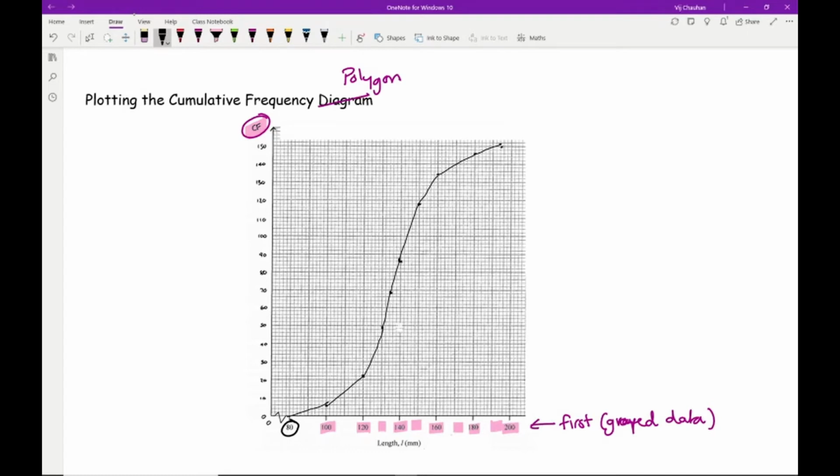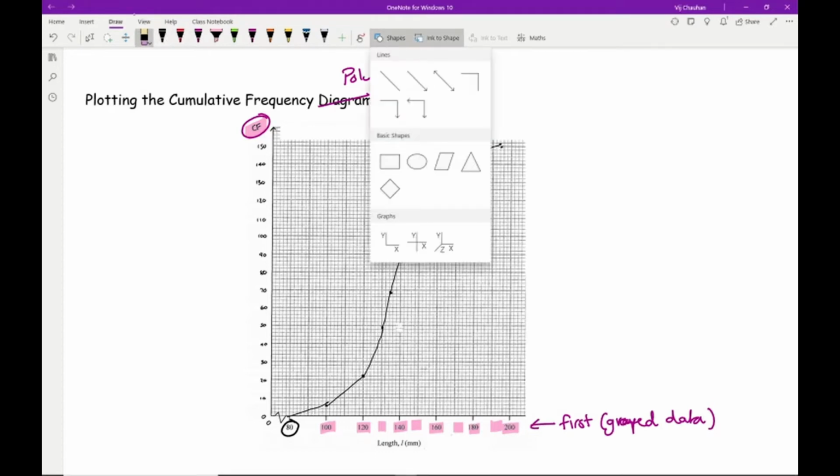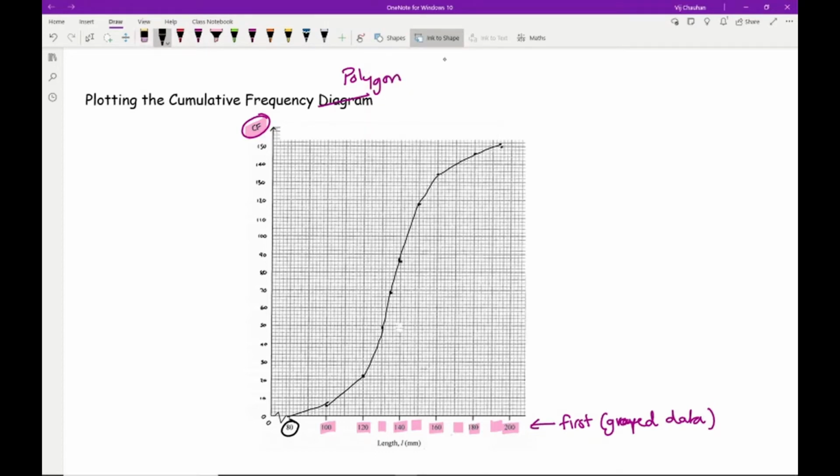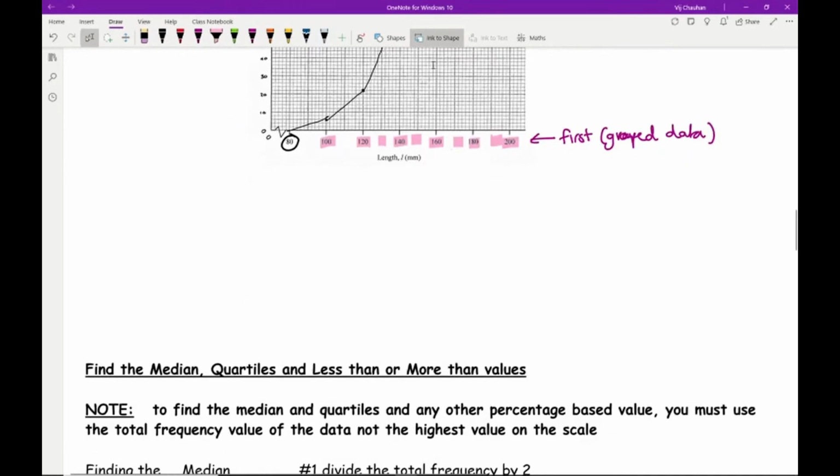Now you can see there's not much variation between the curve and the polygon, only because I've done it freehand and I've not used a ruler. So what you'll find is that your diagram should look something like that, which again looks like a curve. Not a very good example. Let's try again. And it should look something like that. So just look out for the word polygon when you're doing your cumulative frequency diagram.